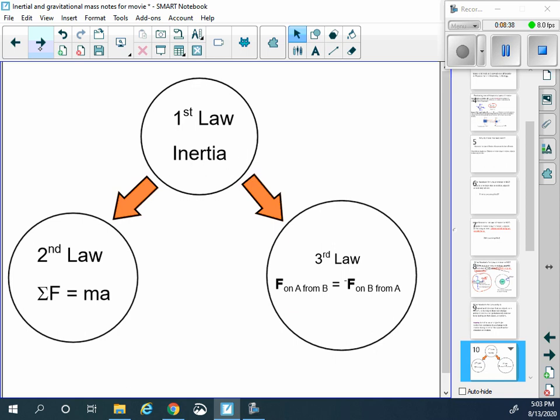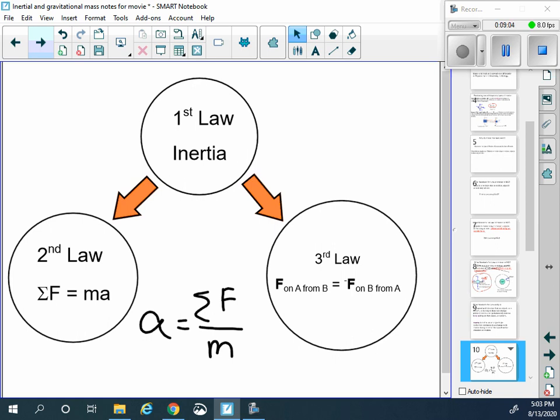Because if we look at Newton's second law, net force equals ma, and mass is going to be dealing with inertia, my resistance to change, then yes, this makes perfect sense, because my acceleration will be inversely proportional to my mass. So the more inertia I have, the smaller the acceleration is going to be.